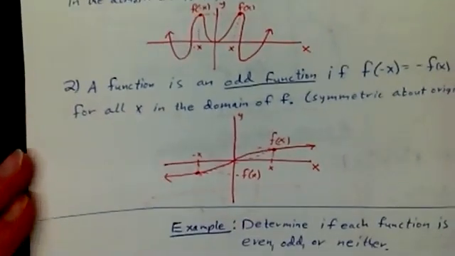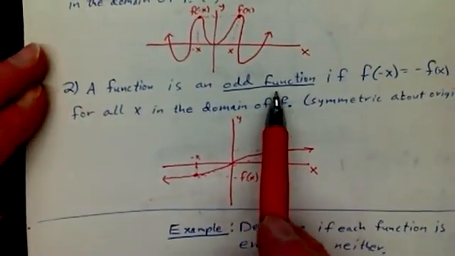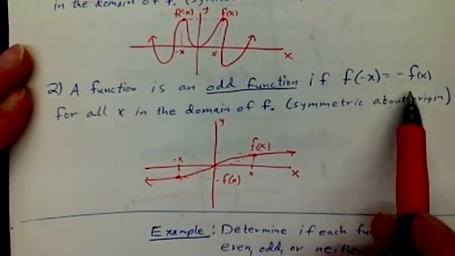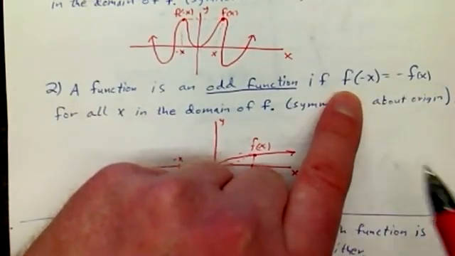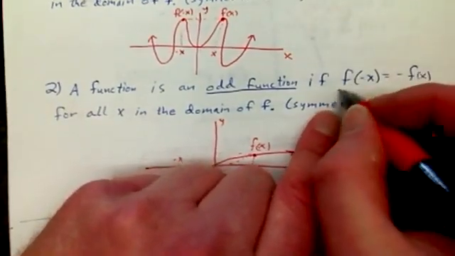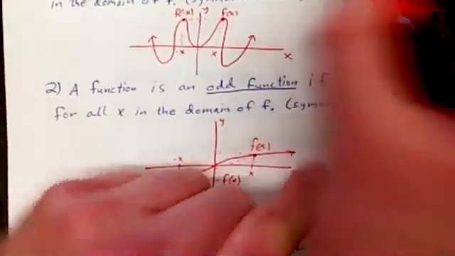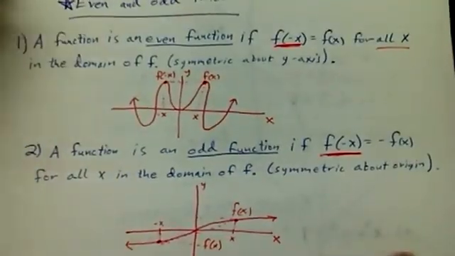The second type, a function is an odd function if f of negative x equals negative f of x. The thing I want you to notice is, in both of these cases, to check, all we really need is f of negative x, and then we'll get our answer.